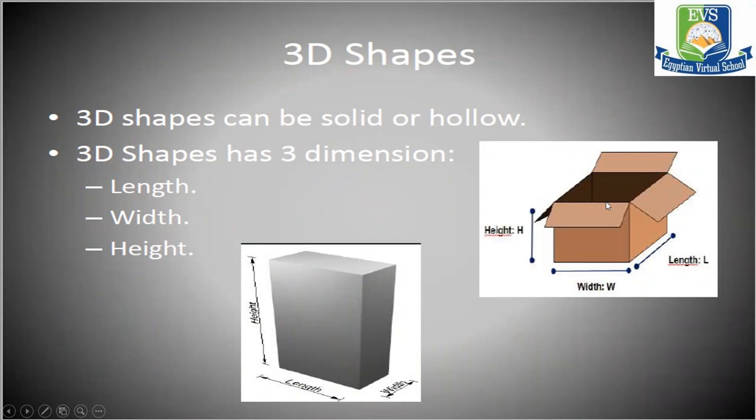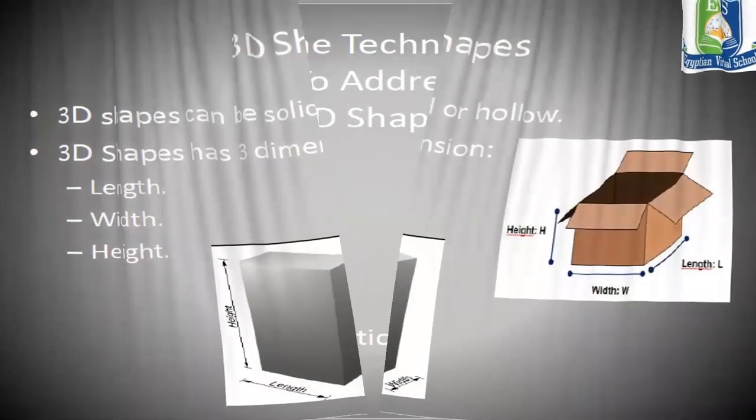Why do we name them 3D shapes? It has 3 dimensions. 3 dimensions, they are height, width, and length. Can you see the arrows? Height, width, and length. These are the 3 dimensions for the shapes.